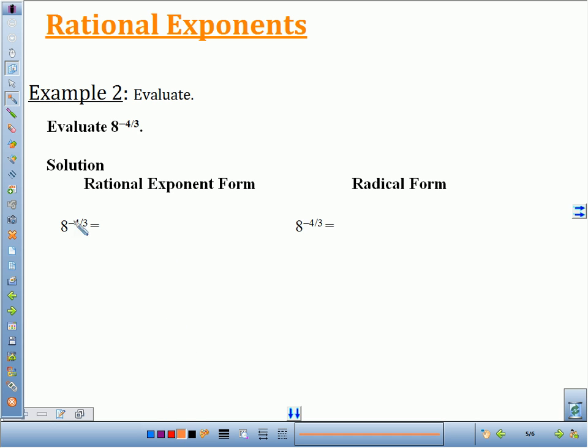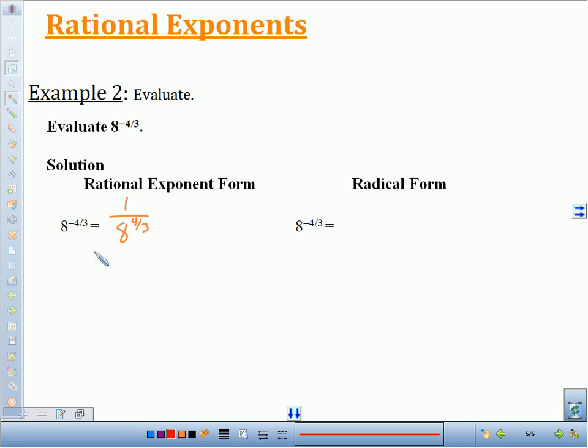Now, the first thing that I need to do is make it so that it's not negative. That's going to be my first step. So 8 to the negative 4 over 3 becomes 1 over 8 to the 4 over 3. I'm looking at rational exponent form right now, so I'm going to leave it as a rational exponent. But regardless of what form I want to do this problem in, this is my first step. I'm going to change 8 to the negative 4 over 3 to 1 over 8 to the 4 over 3.